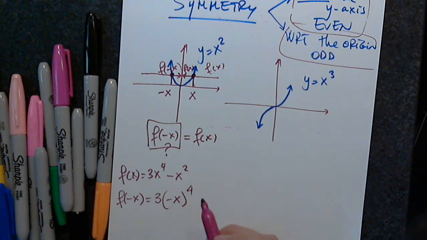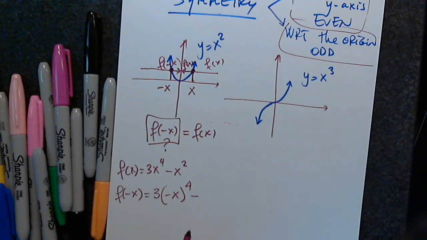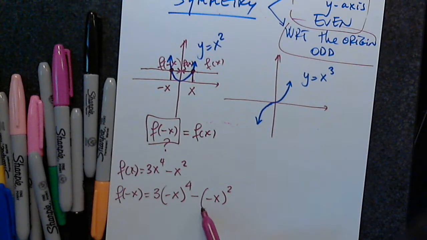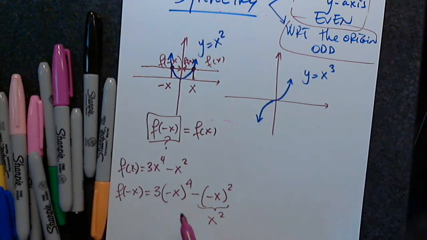Excellent. Negative x to the 4th power. Thank you. Minus negative x squared. That's what we do first. We replace x by negative x everywhere. So now negative x to the 2nd power, what will that simplify to? Awesome. What does this simplify to? X to the 4th power. So what is the final simplified form then?